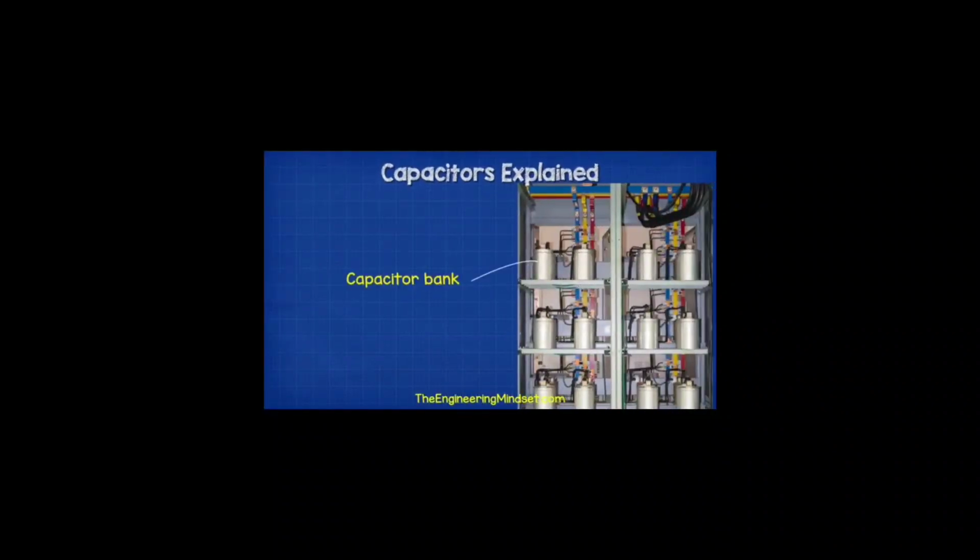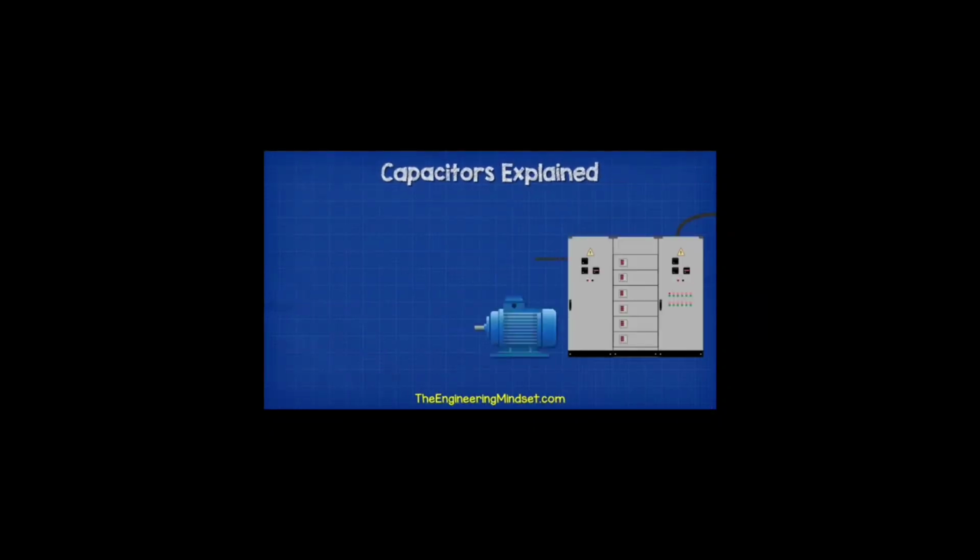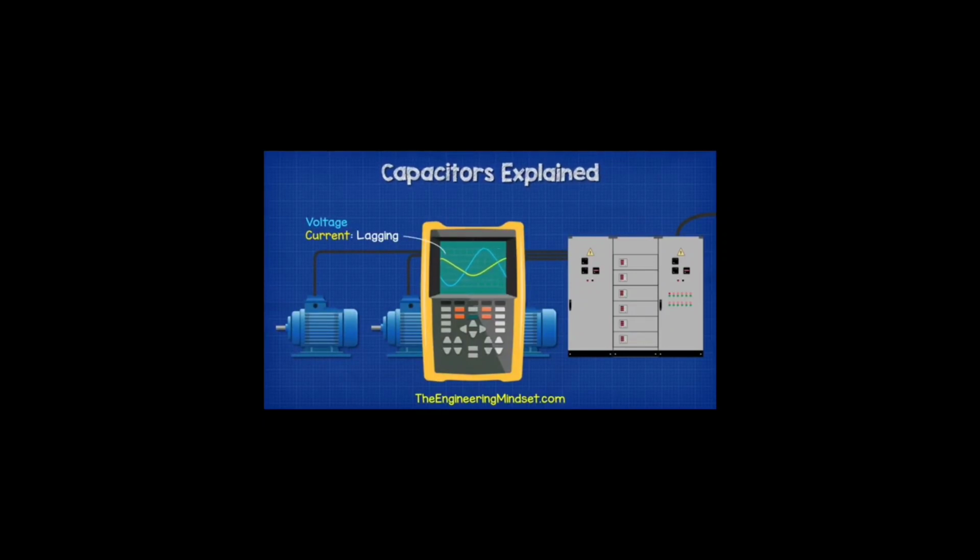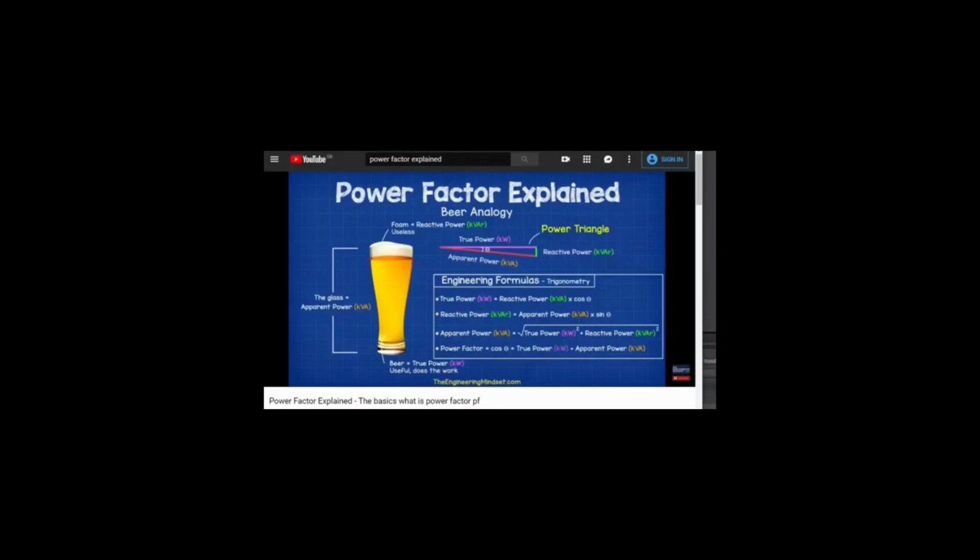So why do we use capacitors? One of the most common applications of capacitors in large buildings is for power factor correction. When too many inductive loads are placed into a circuit, the current and the voltage waveforms will fall out of sync with each other, and the current will lag behind the voltage. We then use capacitor banks to counteract this and bring the two back into alignment. We've covered power factor before in great detail, do check that out, links down below.